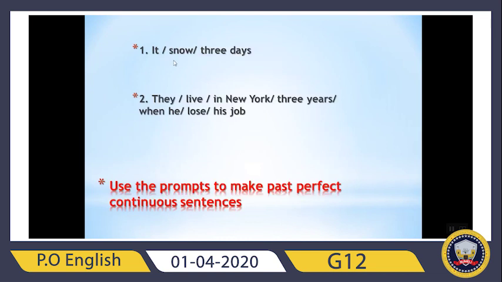Now, it snowed 3 days. Use the prompts to make past perfect continuous. Again, past perfect continuous consists of subject, then had, then been, then verb, then ing, then continue. Let us do the first one together. It had been snowing for 3 days. Now try to make the second one.